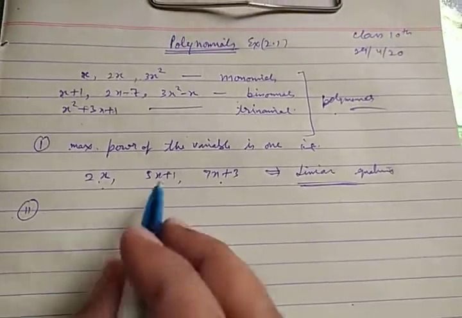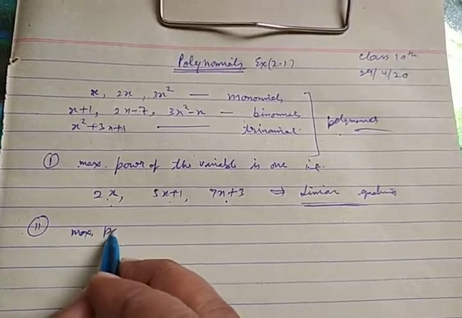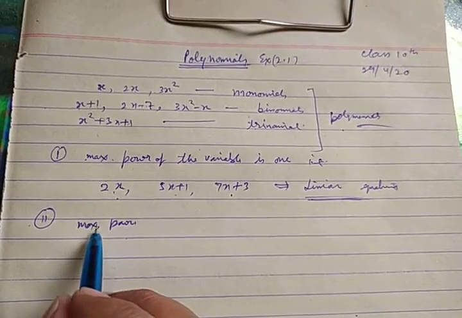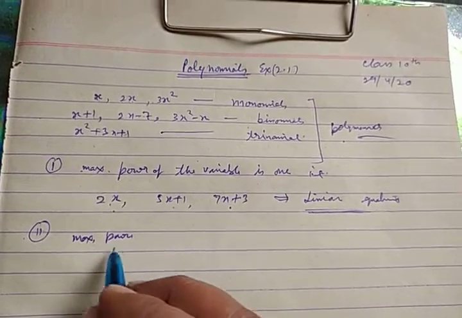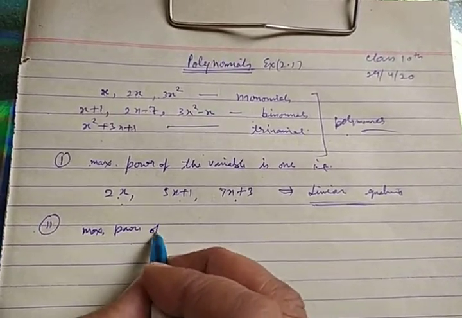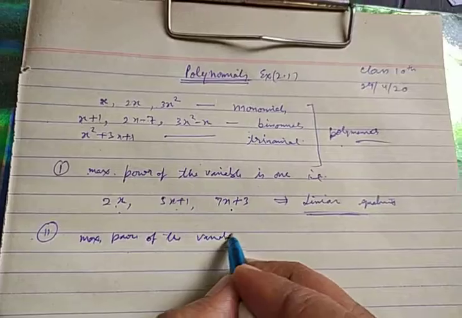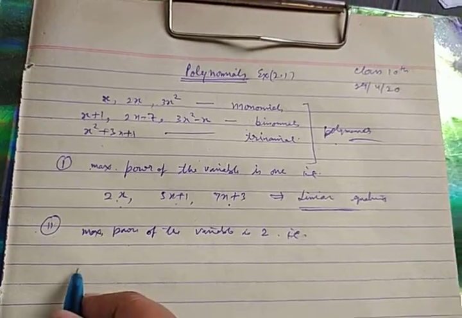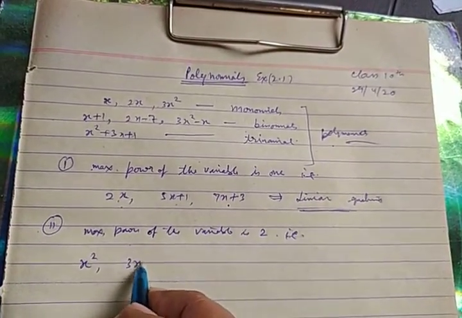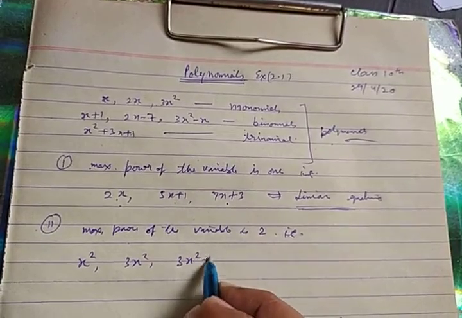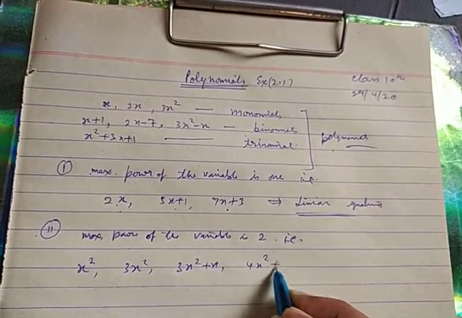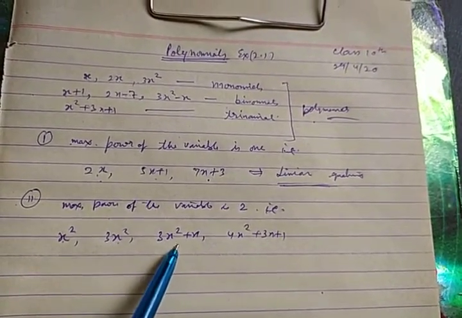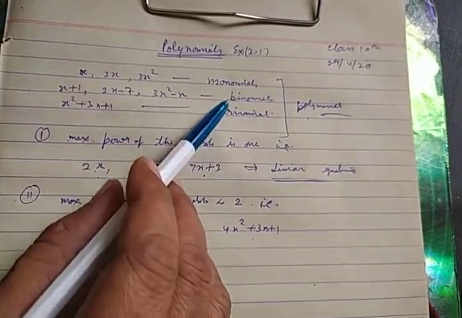Secondly, if the power is coming 2, maximum power. I am writing the term maximum power. Terms with a power less than the maximum may also exist. Let us understand. The maximum power of the variable x is 2. Example, suppose it is written x square, 3x square, 3x square plus x, 4x square plus 3x plus 1. This is a monomial, this is a binomial, this is a trinomial according to this concept.